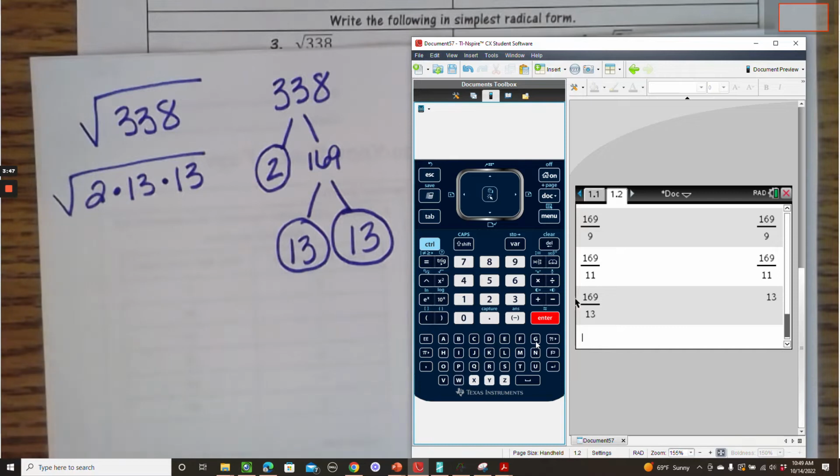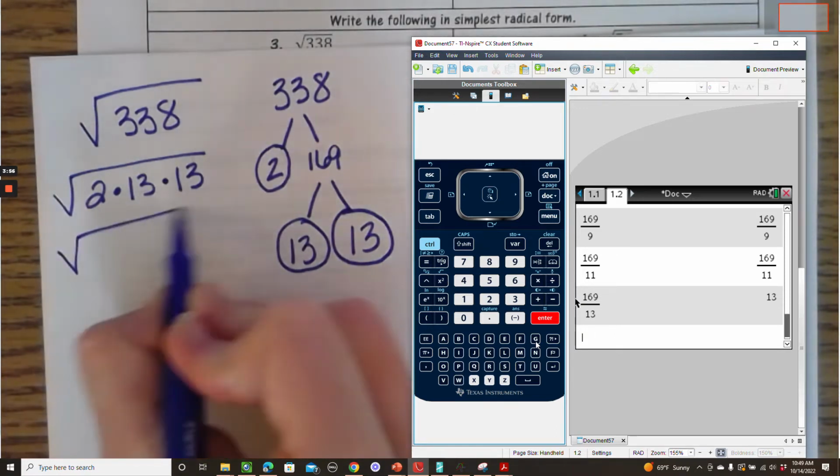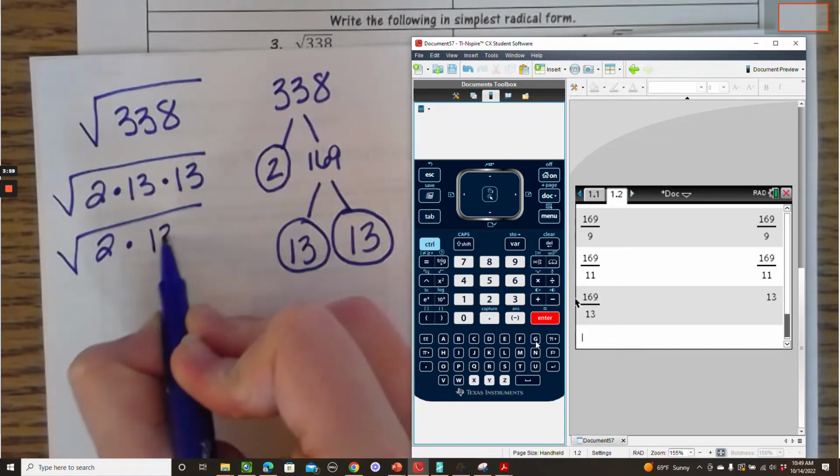Where did you get to get the 2 out? Did you not write it down as 2 times 13 squared? No. Okay, there you go. When we multiply a number by itself, I can write that as 2 times 13 squared.